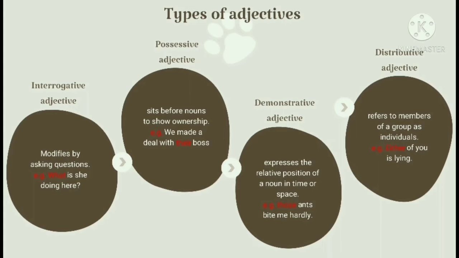The last type is distributive adjective. A distributive adjective refers to members of a group as individuals. This is an example of a distributive adjective. Either of you is lying. The word either here is a distributive adjective.